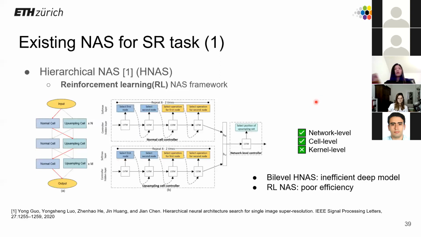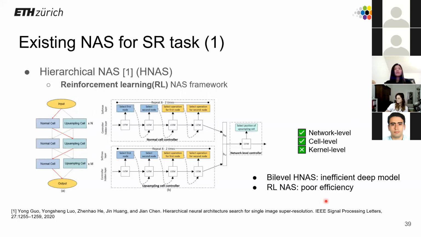Actually, there have been several existing NAS frameworks for this resolution task. One of them is hierarchical NAS. In this work, they propose a reinforcement learning framework to explore the network level and the cell level. But the kernel level is not explored, so their derived architecture is very heavy and not efficient enough. Also, this kind of reinforcement learning framework is not very efficient and cannot scale to a very large search space.